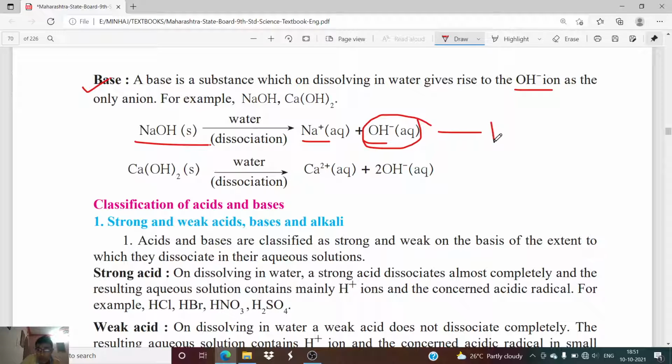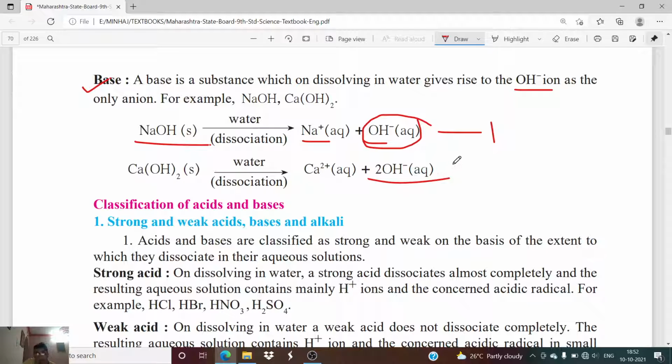When you dissolve one molecule of NaOH in water, you will get 1 OH minus ion. Then in the second reaction you can see calcium hydroxide, which is in solid state. It is dissolved in water and dissociation will take place. We will get Ca2 plus, that is our cation, and 2OH minus, that is our anion. In this reaction we have got two molecules of anion.